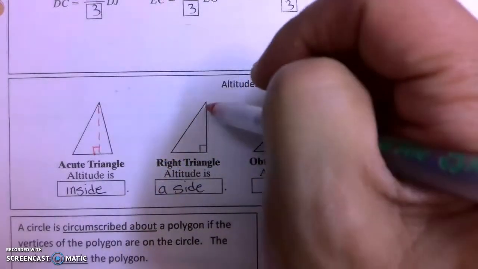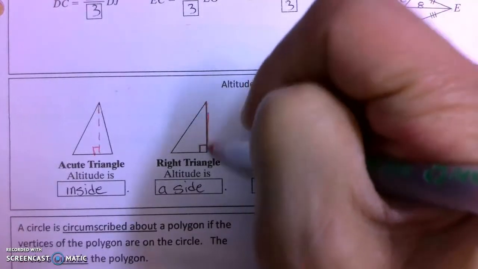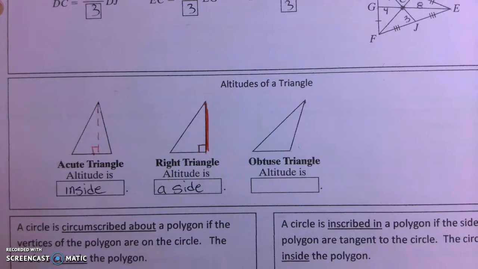You go from the highest point straight down 90 degrees, and it literally happens to be this red line is the altitude. It's also the height. It's on the triangle itself.